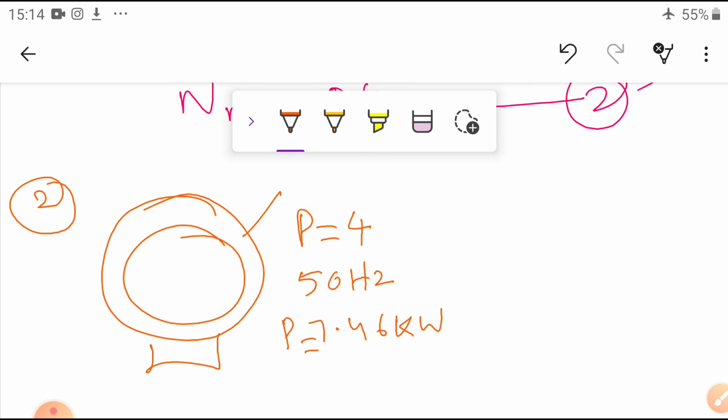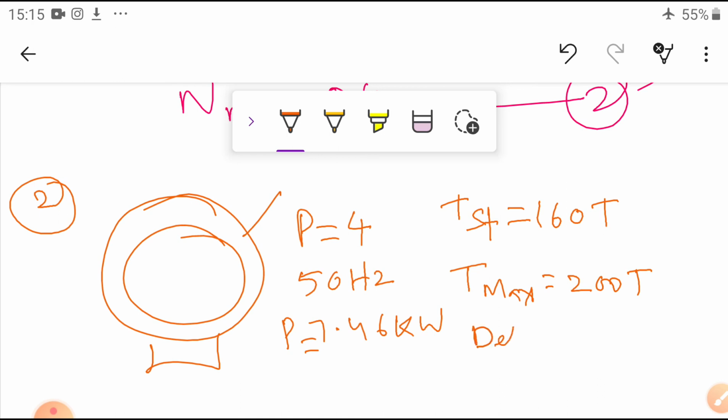The motor has a rated voltage and frequency. The starting torque T starting is 160% of T full load, and a maximum torque T max is given. T max is equal to 200% of full load torque. 200% of full load torque. Full stop. Determine what is required.